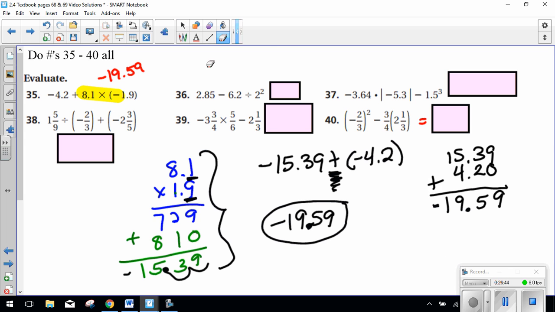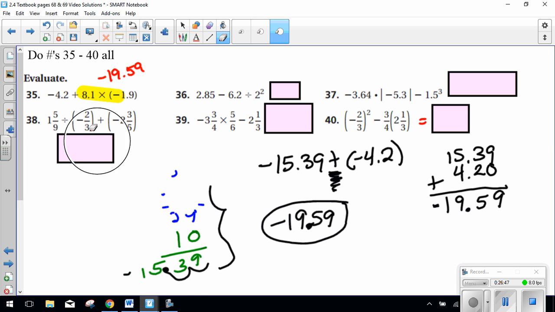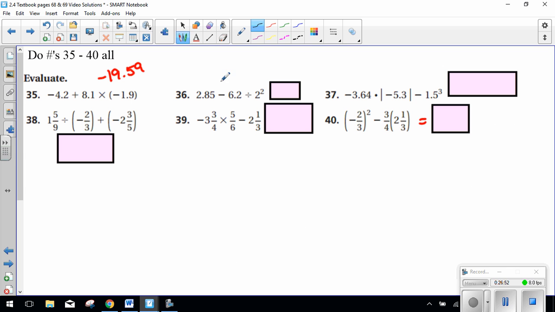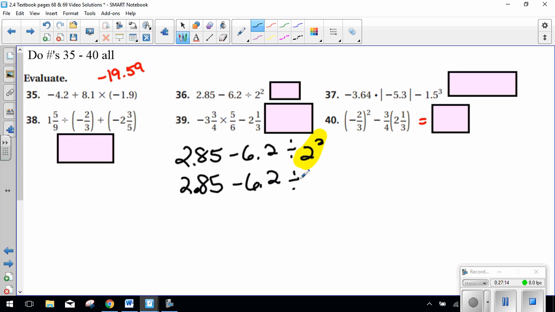Okay, let's move on to the next one. Okay, so we have 2 85/100 minus 6 2/10 divided by 2 squared. So we need to follow order of operations. So I'm going to start with exponents first. So I get 285 minus 6 2/10 divided by 4.